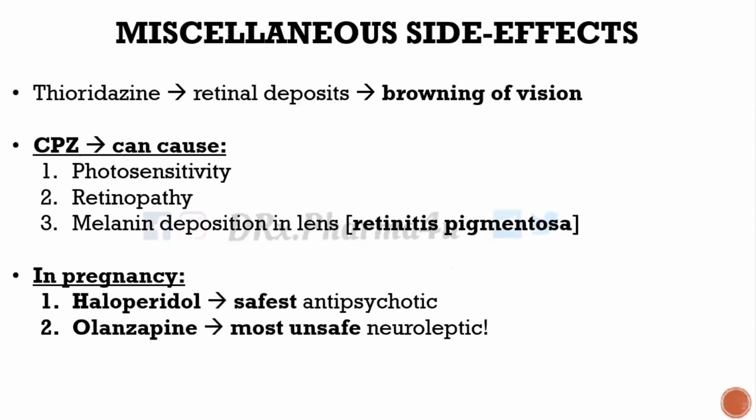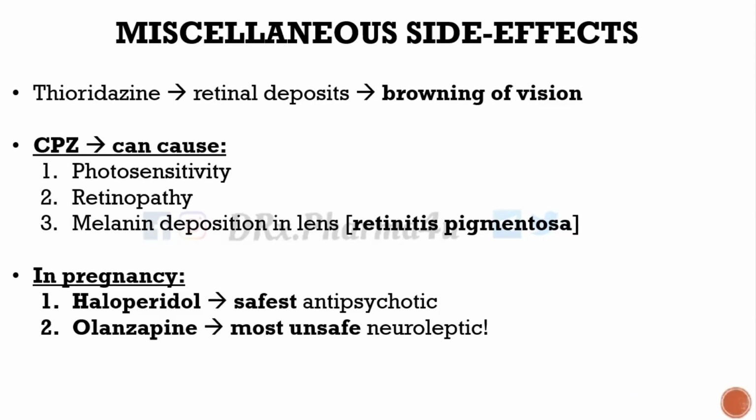When we come to other miscellaneous side effects, thioridazine is a low potency first generation antipsychotic. It can cause retinal deposits, which can make your vision brownish. So it can cause browning of vision. And when we come to chlorpromazine, CPZ, it can cause photosensitivity because chlorpromazine has a tendency to absorb UV rays. It is like doxycycline, it is like tetracyclines. This molecule also has a tendency of absorbing UV rays. That is why patients on chlorpromazine are always advised to wear sunscreen or some kind of protective clothing, so that the risk of sunburns can be reduced.